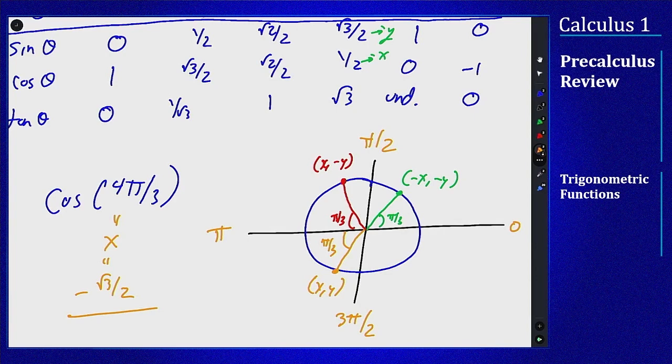There's your basics of triangle trig, circle trig, and how to use it with special angles to figure out values of certain trigonometric functions.